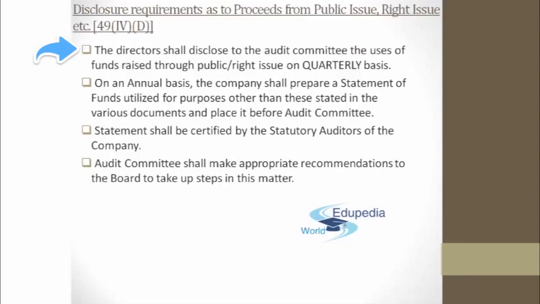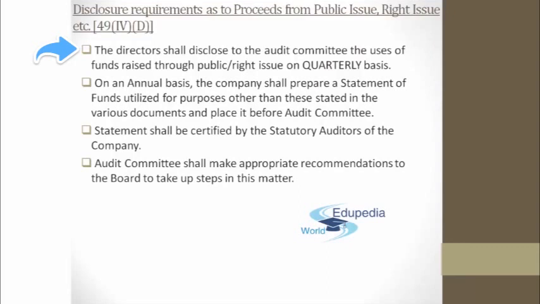The objective of this particular subclause, this entire disclosure requirement as to the proceeds of a public issue or rights issue, is basically to ensure, guys, that in case of any diversion of funds from the proceeds of the issue, it is appropriately brought to the notice of the audit committee for suitable action which they can take. That is why it has been included in the disclosure requirement.